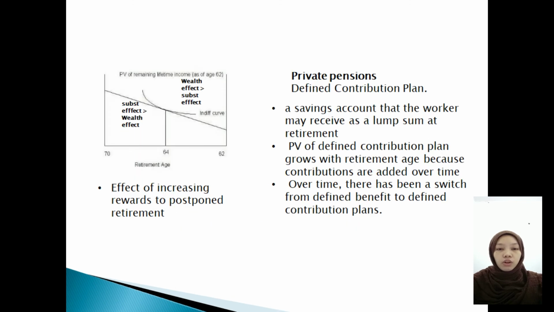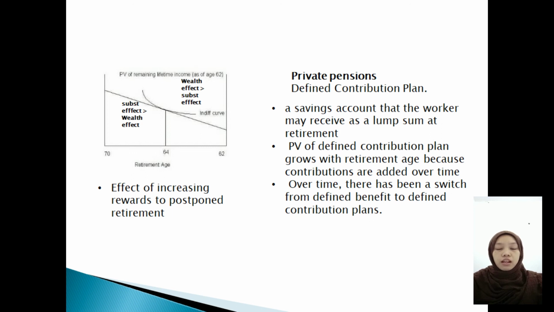This graph shows the effect of increasing rewards to postpone retirement. From age 70 until 64, the substitution effect is more than the wealth effect. From 64 until 62, the wealth effect is bigger than the substitution effect. Next is about private pensions.